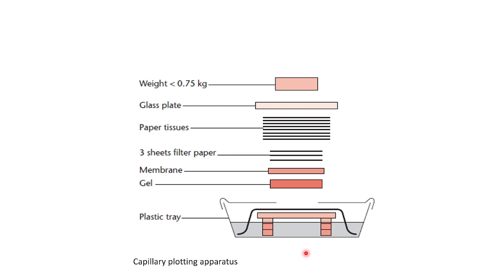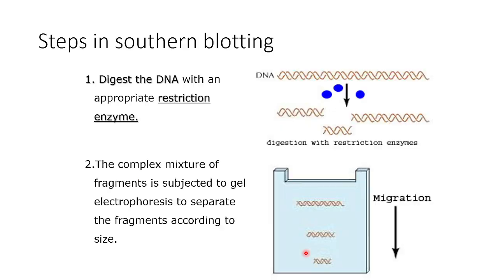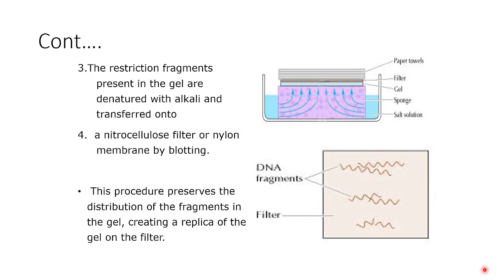For blotting we use a very low voltage and minimal current, not like what we use for gel electrophoresis. So what do you basically do in Southern blotting? We digest the DNA with an appropriate restriction enzyme. The complex mixture of fragments is subjected to gel electrophoresis to separate the fragments according to their size. So you get different sizes of molecules and you observe them.